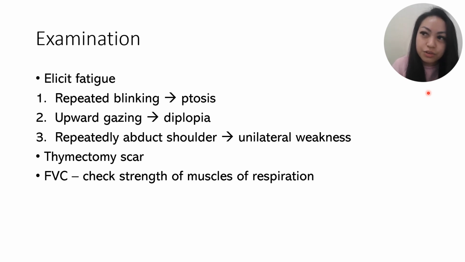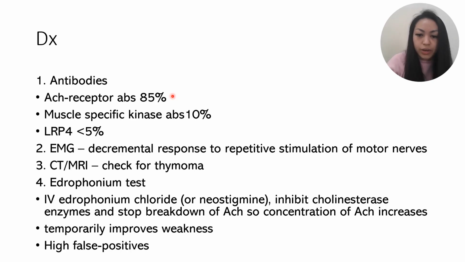Another one that you can look for on a physical exam is a scar on their chest. So a thymectomy scar can tell you that they might have had a thymoma that's been removed in the past. And I told you that there's a very strong association with thymomas, or the tumors of the thymus gland, and myasthenia gravis. The other one is checking their forced vital capacity, just to check the strength of their muscles of respiration, the respiratory muscles, okay?